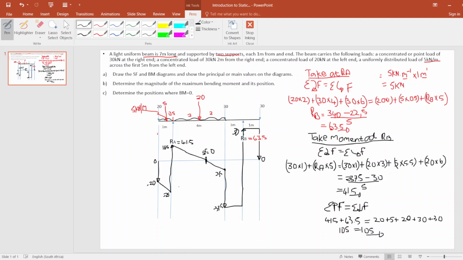I will be posting another video as well on how to calculate the maximum bending moment. This is how you draw your shear force diagram, good people. This is easy.